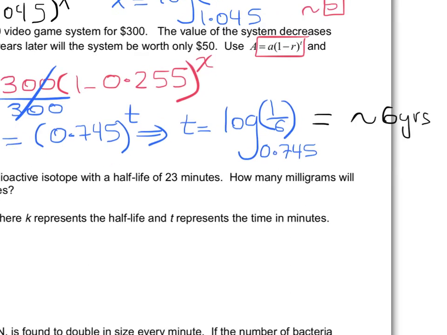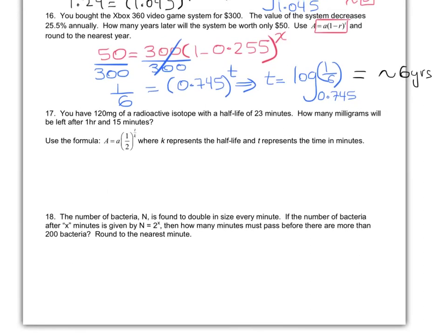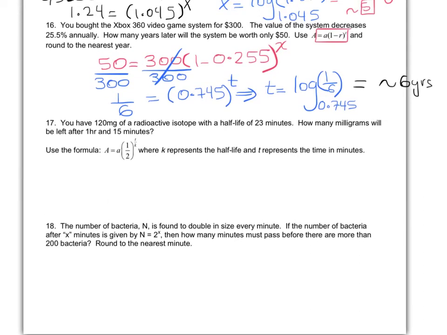Now let's move on to number 17. Now you have this much radioactive isotope with a half-life of 23 minutes, so that's going to be your K. How many milligrams will be after 1 hour 15 minutes? So that's your time. Remember that the time and the K should be of the same unit. So if this is in minutes, you have to change all of this to minutes. So 1 hour is 60 minutes, and 15 minutes, that's going to be 75 minutes.